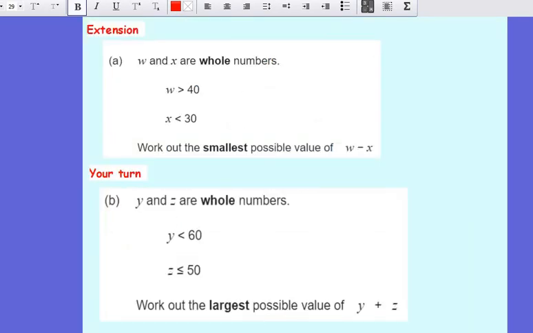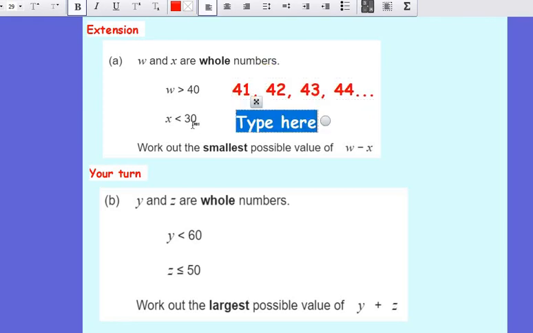And finally, a little challenge for you. I've been asked, W and X are whole numbers. I know that W is greater than 40. So I know that W could be 41, it can't be 40, 42, 43, 44, etc. I've been told that X is less than 30, so it could be 29, it could be 28, it could be 27.